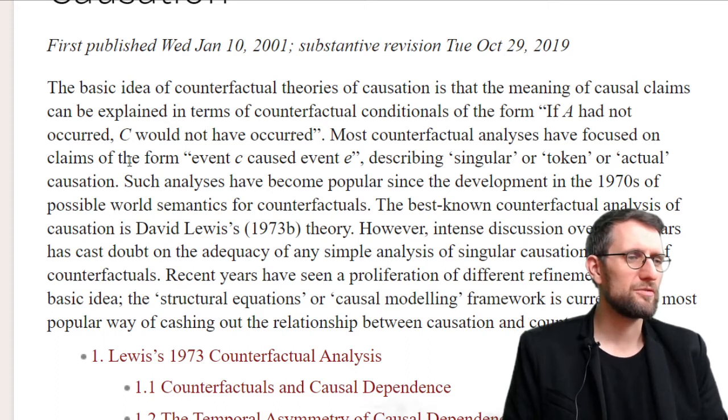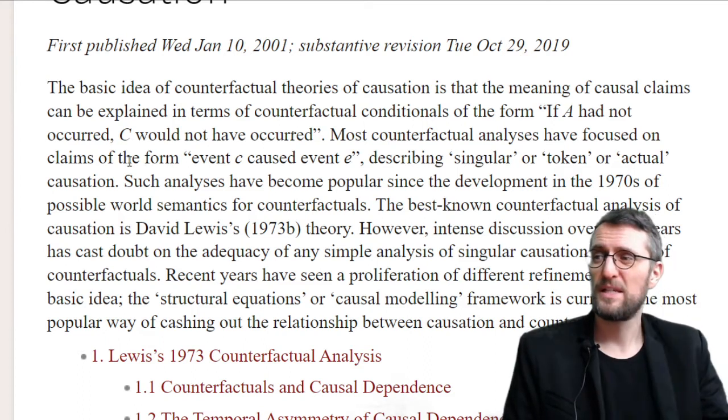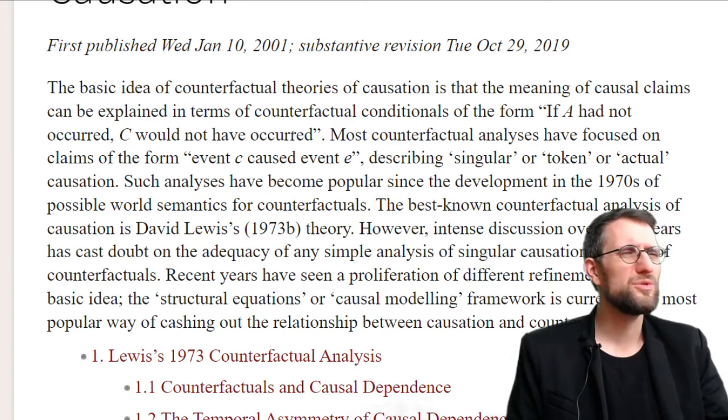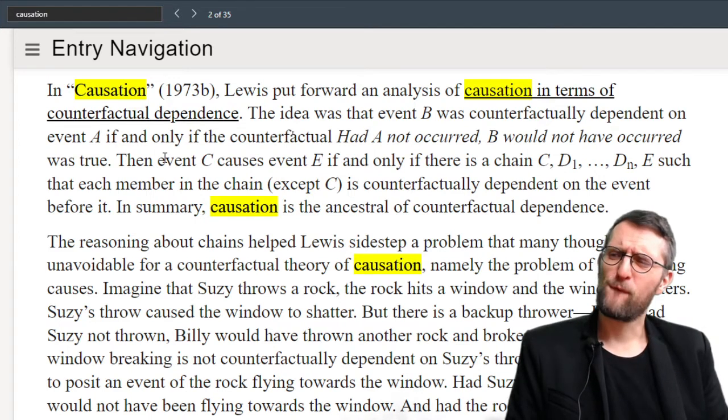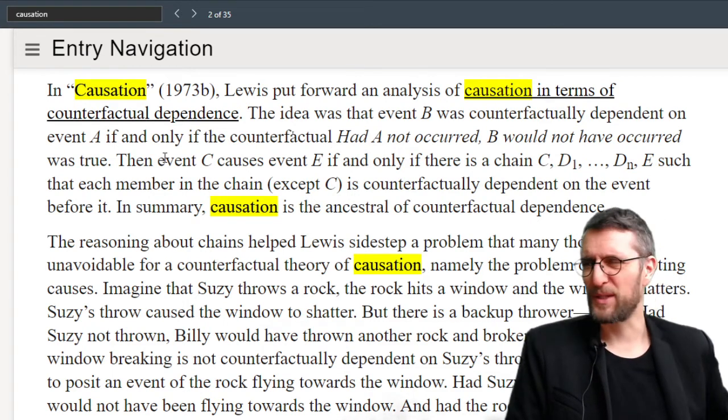However, intense discussion over 40 years has cast doubt on the adequacy of any simple analysis of single causation in terms of counterfactuals. Recent years have seen a proliferation of different refinements of the basic idea. The structural equations or causal modeling framework is currently the most popular way of cashing out the relationship between causation and counterfactuals. So yeah, I really wonder, like, what are we doing here? We are interested in what causes are, I guess. And I don't see that he probably did something very groundbreaking. But could somebody explain to me why?